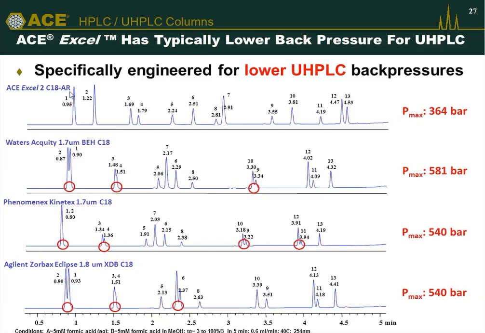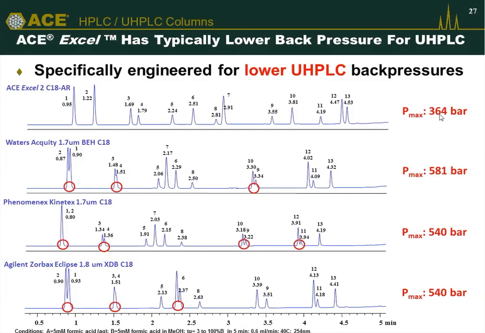Now, of course, the sharp-eyed amongst you in the audience will note this is a 2 micron particle. The waters is 1.7, the phenomena is 1.7, and the adjuvant is 1.8. And you're absolutely right. We would expect some differences in the pressure, slightly higher pressures on these three down here, because their mean particle sizes are smaller. Physics tells us that if the particle size is smaller, then the pressure will be higher.